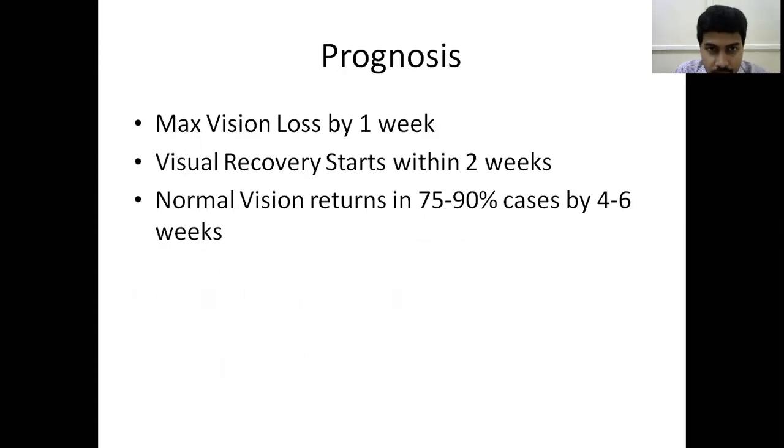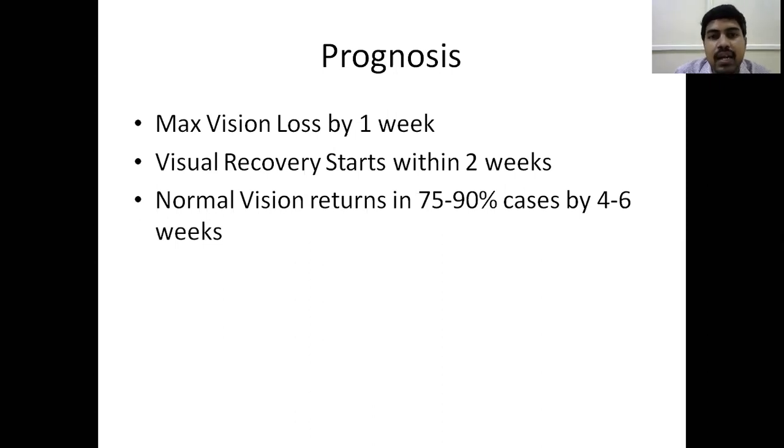Okay. So similarly, prognosis. In optic neuritis, the maximum vision loss occurs by 1 week. Suppose today the symptoms started on Monday; almost by next Monday, the maximum vision loss has occurred. Beyond that, that is beyond 7 days, the vision loss does not progress further. Suppose initially the patient has a vision of 6/6 and it has come down to 6/36. Up to 1 week, it can still fall to 6/18 or 6/24, counting fingers.